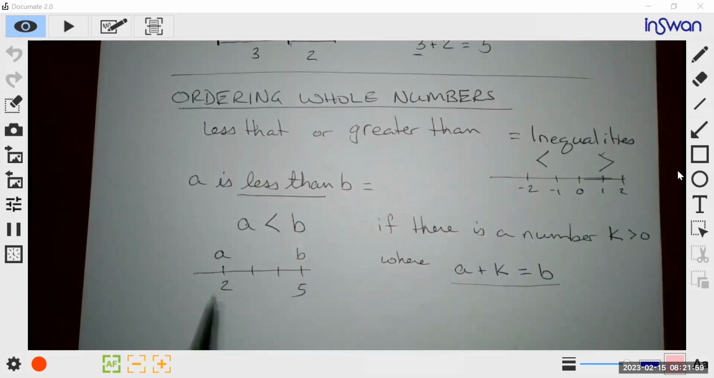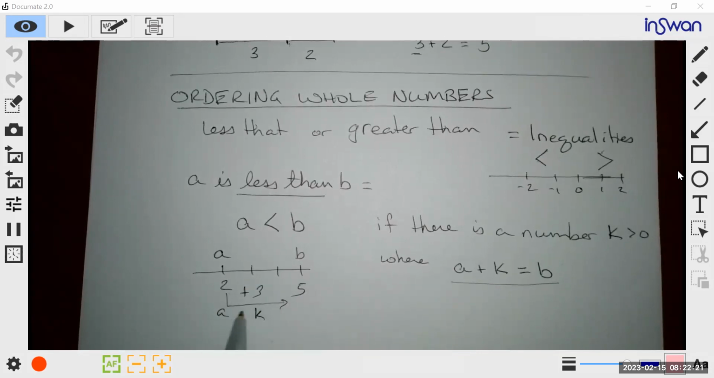Well, because listen, if this was A, are A and B equal? Which one's less, A or B? A. Why is it less? Because how do I go from 2 to 5? What do I have to do? You have to add 3. So that's my K. This is my A where I begin. I have to add 3, then I get to 5. So I have to add something to the first one to make it equal the second one. Therefore, it's less than. That's the definition, the math definition of it.